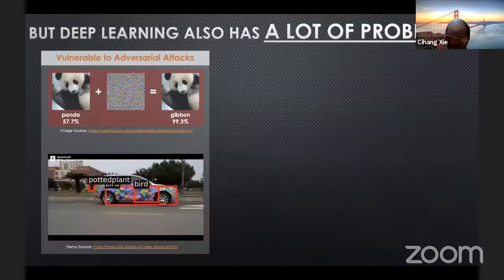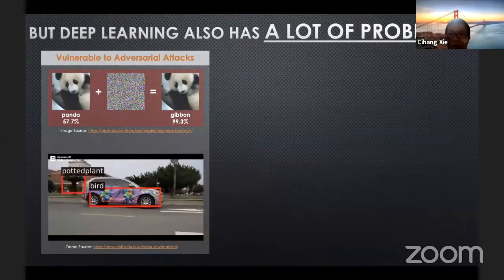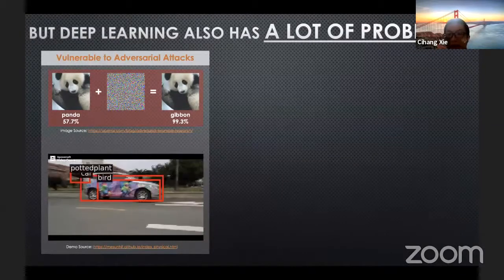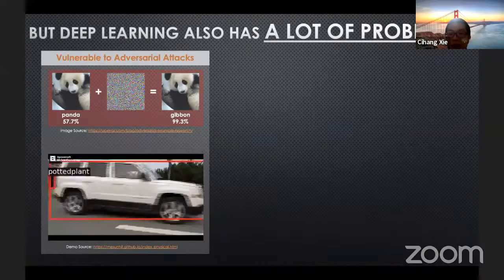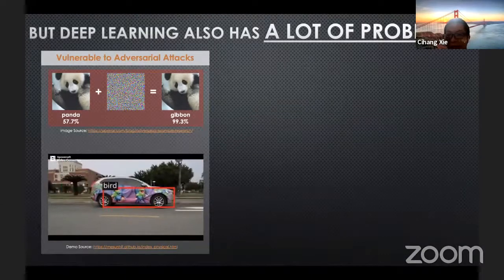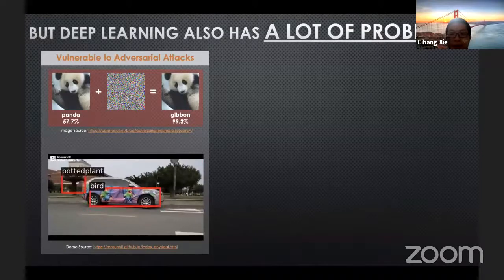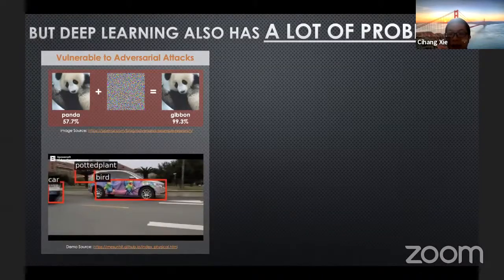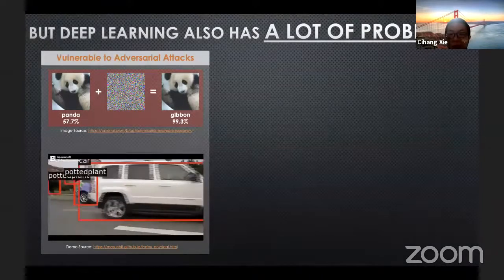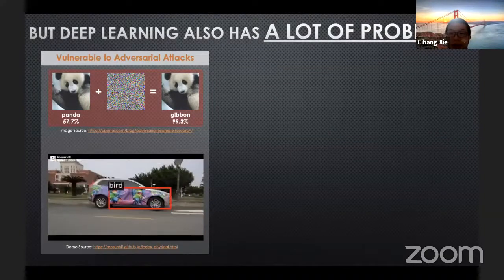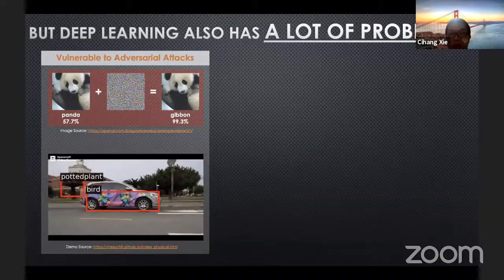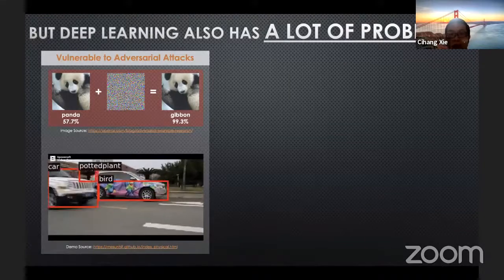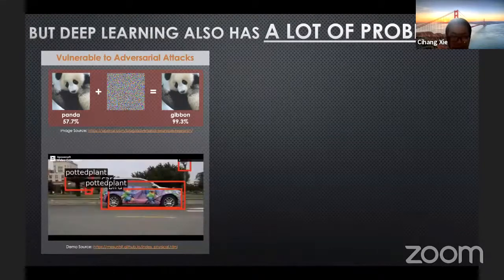But deep learning is not so perfect yet. They still have a lot of problems. The first well-known weakness is that they are vulnerable to adversarial attacks. It is worth noting that adversarial attacks can happen not only in the digital world, researchers also find that attacks can reliably fool deep learning systems in the real world. And this is one part that will be covered in today's tutorial.